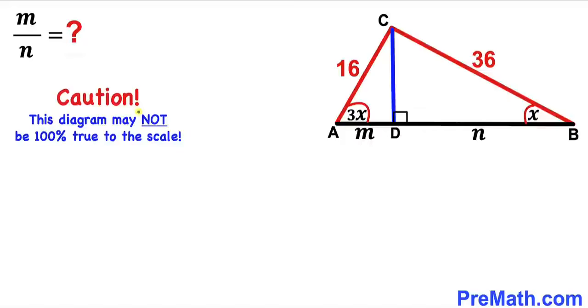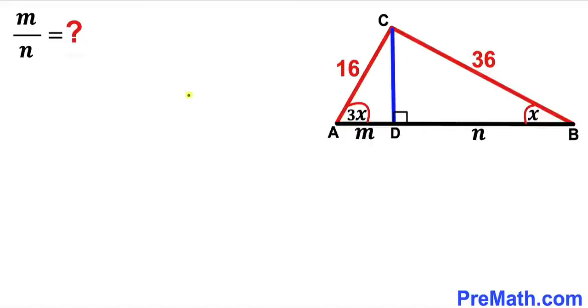Please keep in mind that this figure may not be 100% true to scale. Let's go ahead and get started. Here's our very first step. Let me label this perpendicular CD as height, lowercase h.